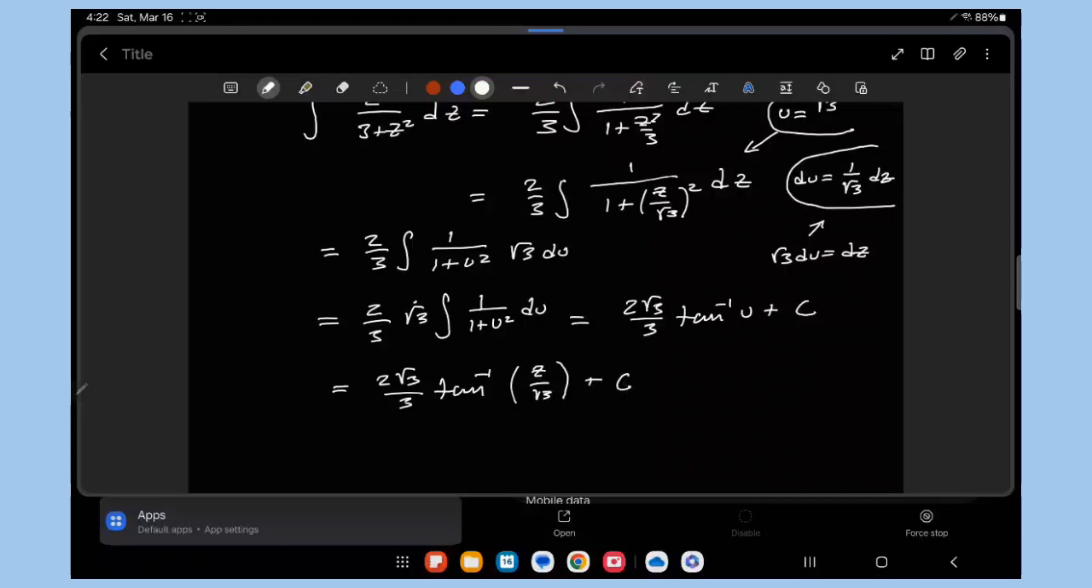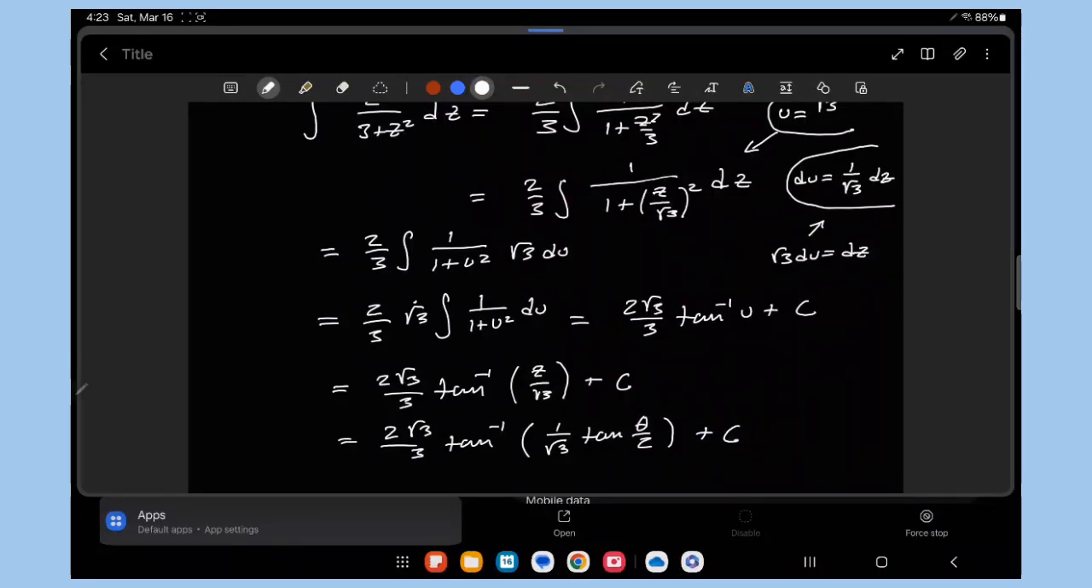But now remember what z is. z is the tangent of theta over 2. So recalling that, we have 2 square root of 3 over 3 inverse tangent of 1 over the square root of 3 tangent of theta over 2, and then plus a constant.